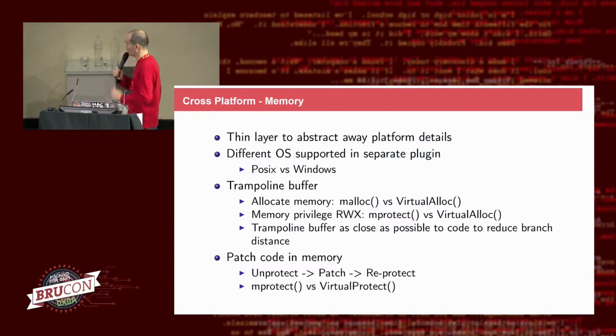Okay, so there are some details about how we design and implement this. First of all, we need to support cross-platform operating systems, right? Talking about memory, Scorpio lets you allocate a trampoline buffer, change the permission from read-write to executable, and after that you can patch code in the memory. Different operating systems have different ways to allocate memory, to change the permission, or to patch memory.